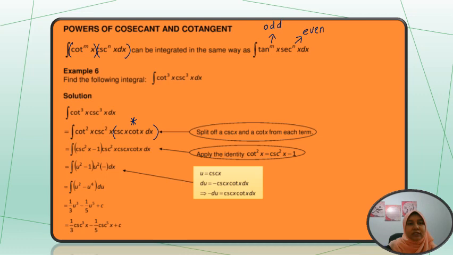So at the end of this function, we have this cosecant x and cotangent x. So the cotangent x squared times cosecant x squared, times cosecant x cotangent x dx. Okay, then you have to modify this cotangent x into cosecant x. We use the trigonometric identity where cotangent x squared equal to cosecant x squared minus 1. Modify this cotangent x into cosecant.